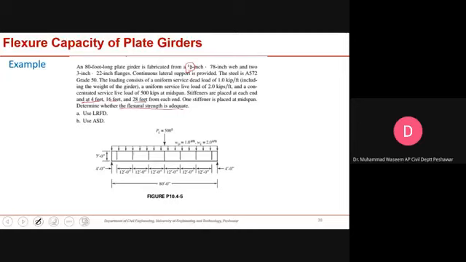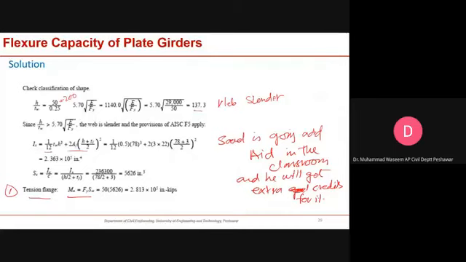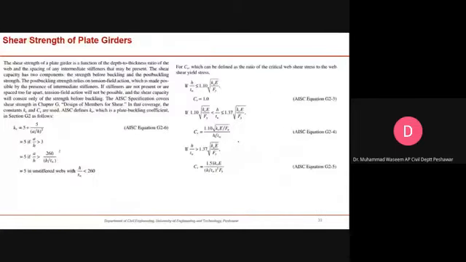You have to check the brace length first. LB, the unbraced length, will be this one. I think 12 feet. Now you have to calculate the LP and LR. How can you calculate LP? You can use this information. Then you have to compare LP and LR with this unbraced length.